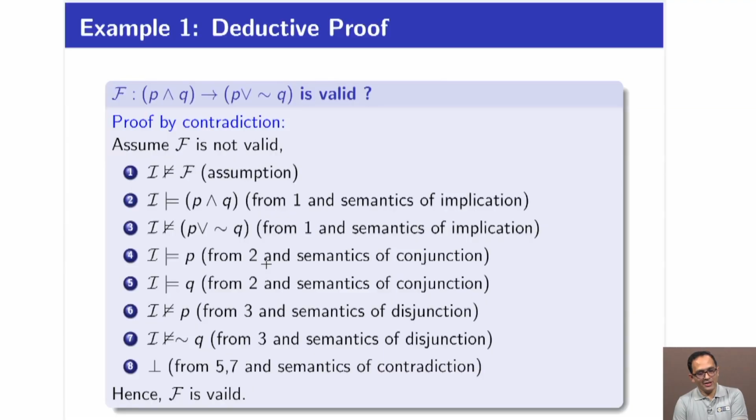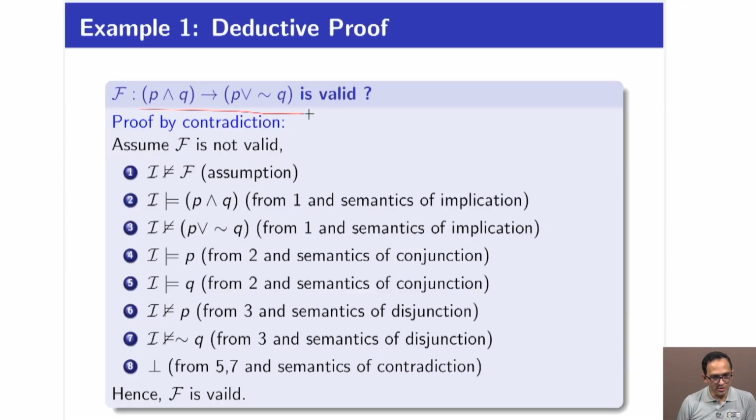So, I try to identify some interpretation under which the negation of the formula is true, and if that happens, then the formula cannot be valid. So, if I can identify such an interpretation, then I will say the formula is not valid, and if I cannot identify such an interpretation, then I will say the formula is valid, right? Makes sense? Let us say I took the same example, P implies Q.